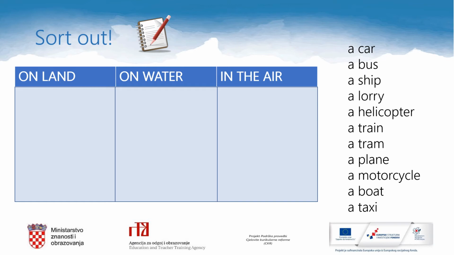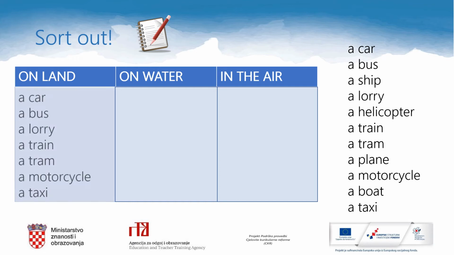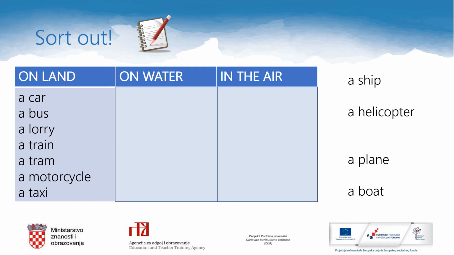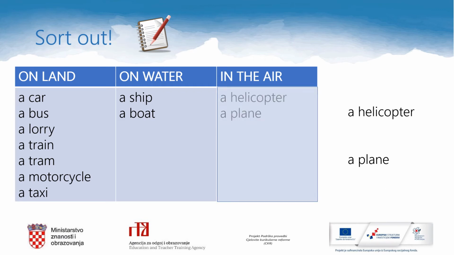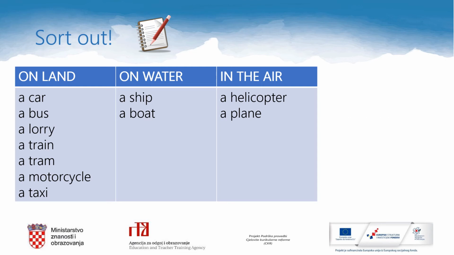Let's see the correct answers. So what can we see on land? We can see a car, a bus, a lorry, a train, a tram, a motorcycle, and a taxi. What can we see on water? We can see a ship and a boat. And what can we see in the air? We can see a helicopter and a plane. Excellent job.